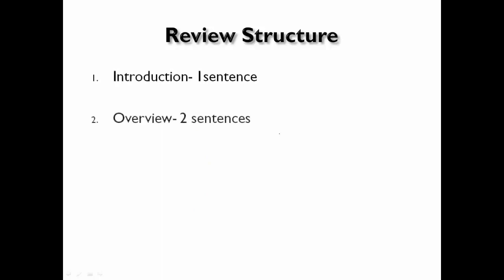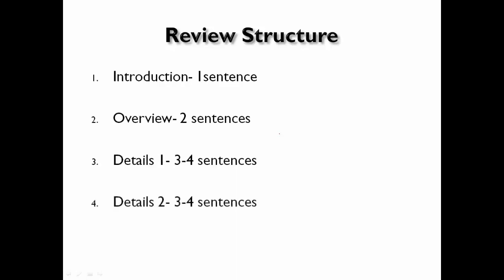So let's now look at how many sentences you should use for each of the paragraphs. Introduction is just going to be 1 sentence. Your overview is going to be 2 sentences. And then the details can be 3 or 4 sentences, each of them 3 or 4 sentences. So we're going to focus mostly on these 2 things today, just how to write an introduction and how to write an overview.